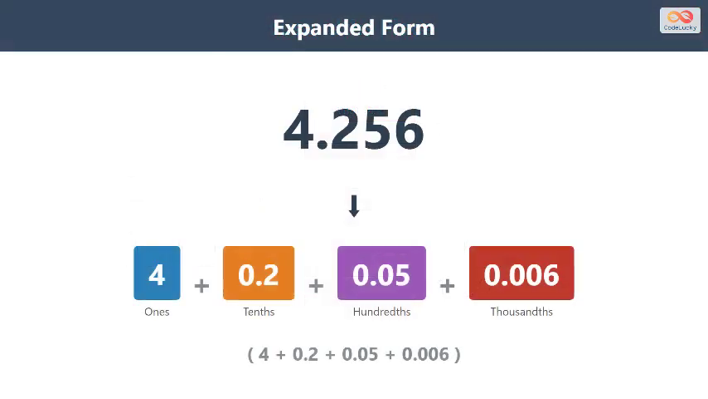We can express any decimal number in expanded form to see exactly what it is made of. Take the number 4.256. It is made up of 4 ones, plus 2 tenths, plus 5 hundredths, plus 6 thousandths. Adding these values together gives you the total number.